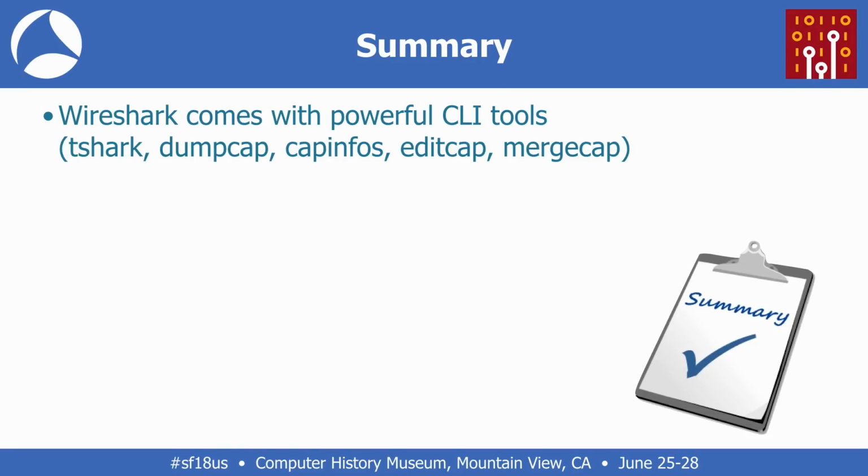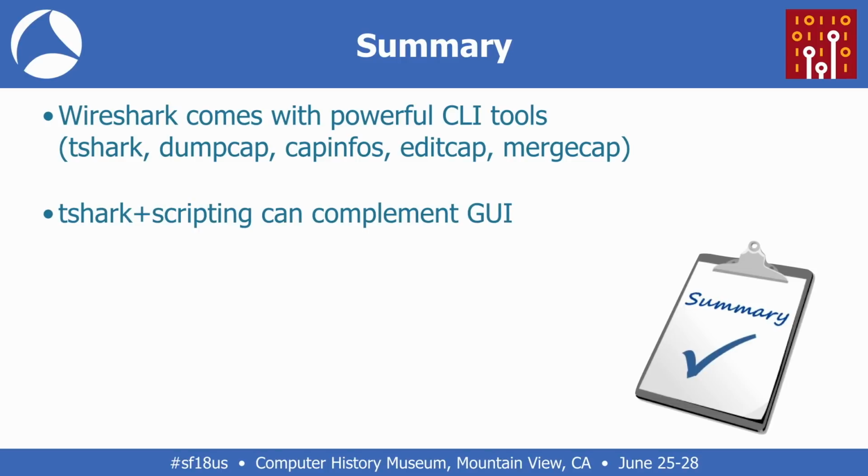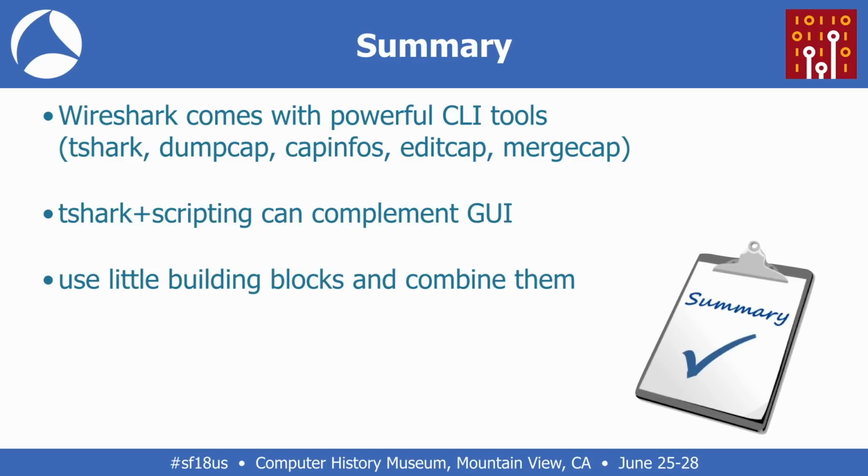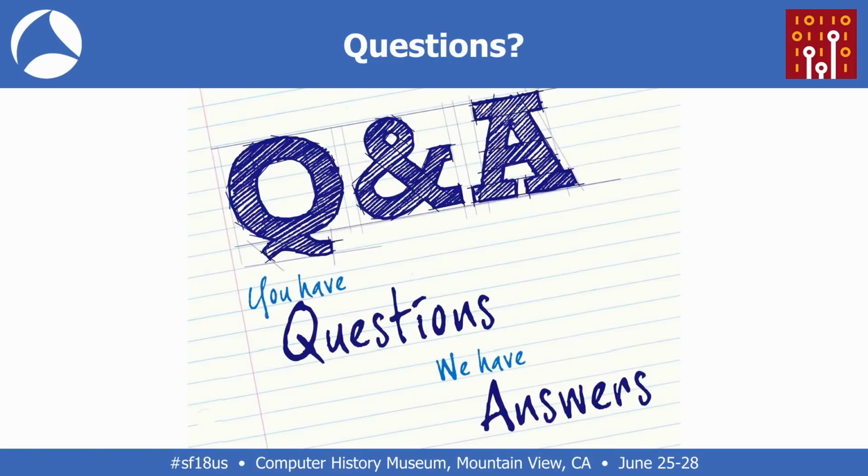So, in summary, what did we do? We looked at the CLI tools, which ones are available, and based on the options that they already have, they're very powerful. But we did some scripting to make it even more powerful. And if you use little building blocks, like the whole Unix and Linux ecosystem does, and you combine those, you can do very powerful stuff. So, any questions?